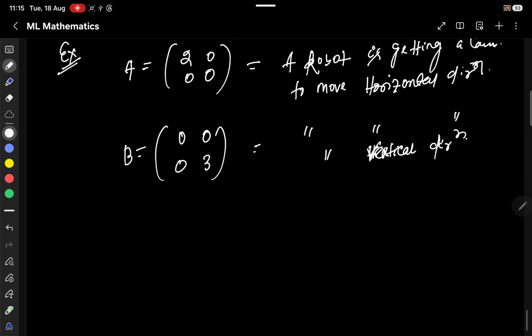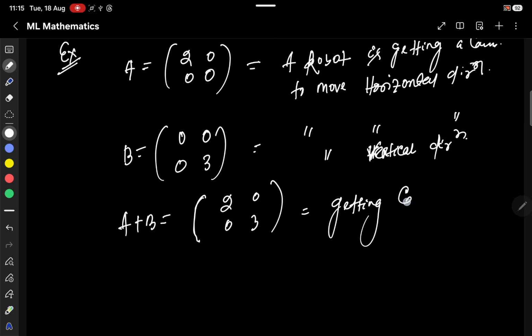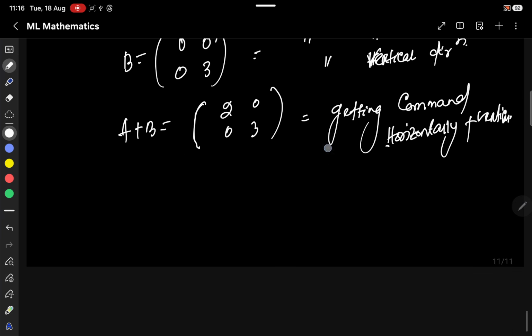If I'm saying horizontal and vertical direction, their sum is nothing but, I'm directly writing it down, you can see how I'm writing it, right? 0, 0, 0, 3, 2, 0, 0, 3. So now here you can see what is happening. That means my robot is getting commands horizontally plus vertical commands. I'm just talking about getting commands, right? So I'm saying those two effects are happening respectively. That is what addition means.